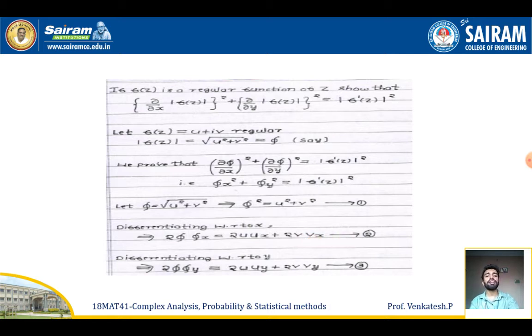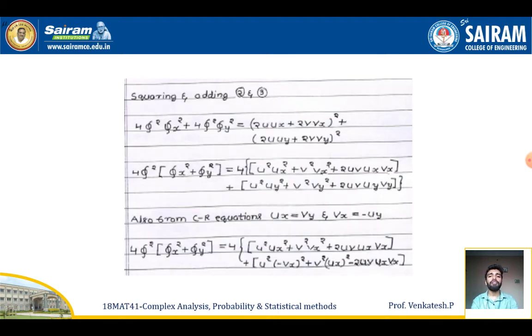Again differentiating the equation number 1 with respect to y, I'll be getting 2 pi into pi y is equal to 2u uy plus 2v vy. Call this one as equation number 3. Now since I need to find the values of pi x square and pi y square, I'm going to square and add the equation number 2 and 3. So on squaring and adding, I'll be getting 4 pi square pi x whole square plus 4 pi square pi y whole square is equal to 2u ux plus 2v vx whole square plus 2u uy plus 2v vy whole square.